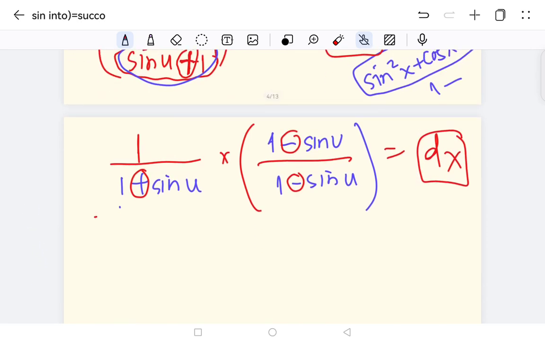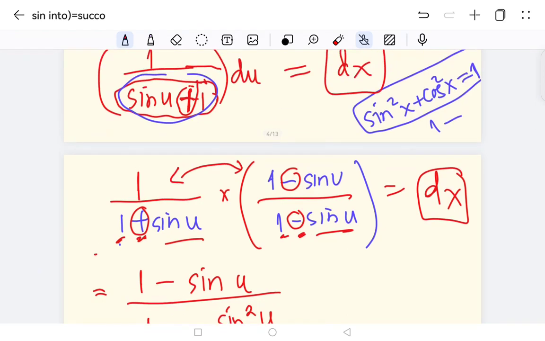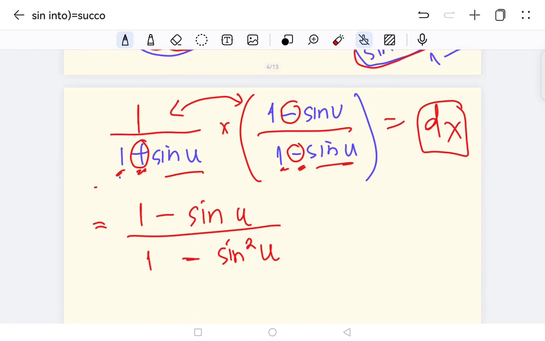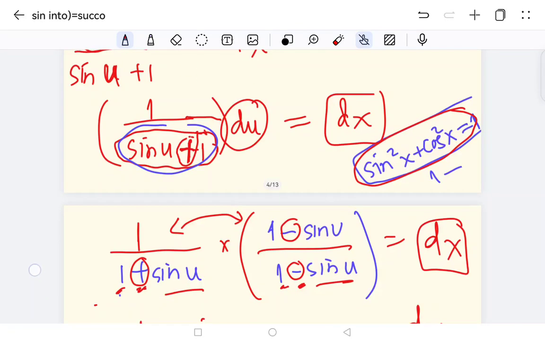Now you multiply numerator and denominator. It's going to be 1 minus sine u over, so 1 times 1 is 1, and sine u times sine u is sine squared of u, and negative and positive gives negative. Now it looks closer to this. That's the manipulation trick I wanted. So now it equals dx. Remember, there is du here, don't forget. du belongs to all of them, right?